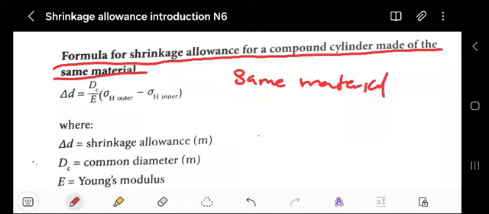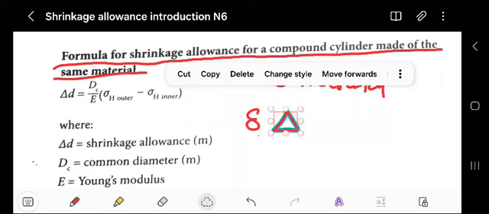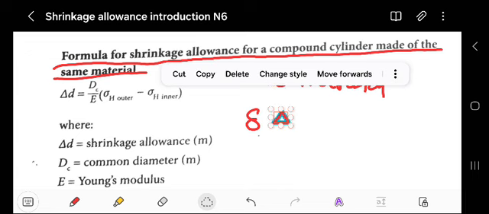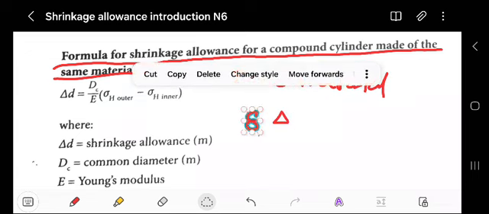So that change in diameters, ensure that this sign is not the change, it is the shrinkage. Check here, we represent change in diameter by this symbol, and shrinkage by the delta. You see this triangle, what does it represent? Shrinkage allowance. This one is a change. Do not make a mistake.